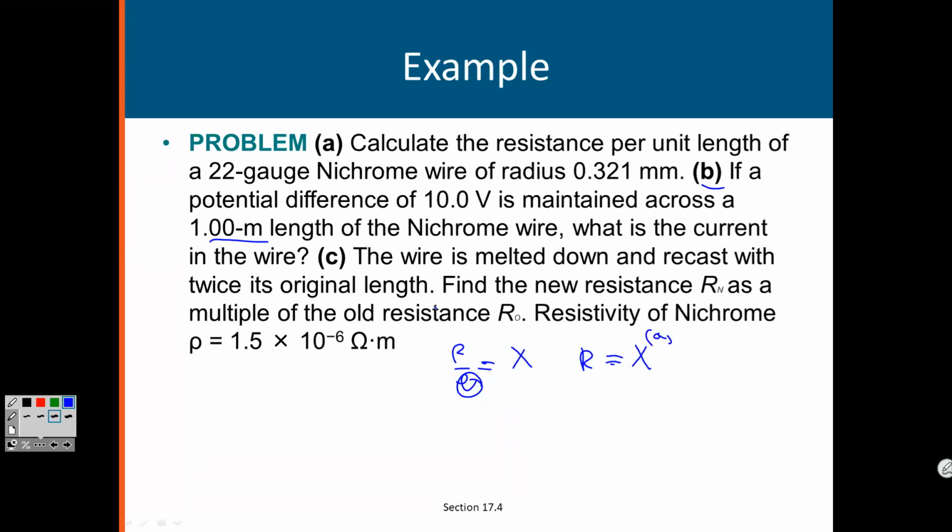Then now he is asking, what is the current? So use Ohm's law, because metals are ohmic devices, so you can use Ohm's law. So I will be equal to V over R. V is 10 volt, and R is whatever you found from A. You substitute, you get the answer. Okay, then do the C also, but I'm not going to do it now.